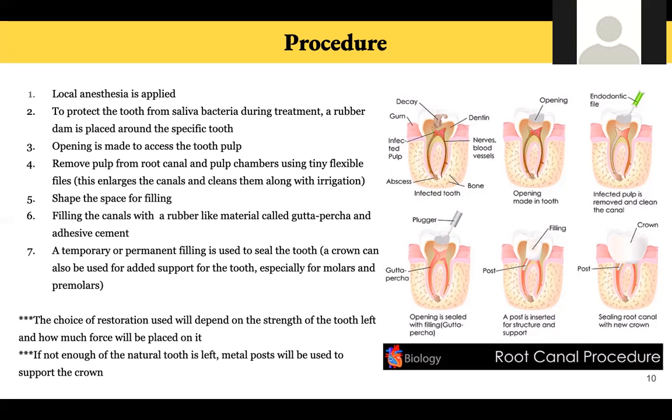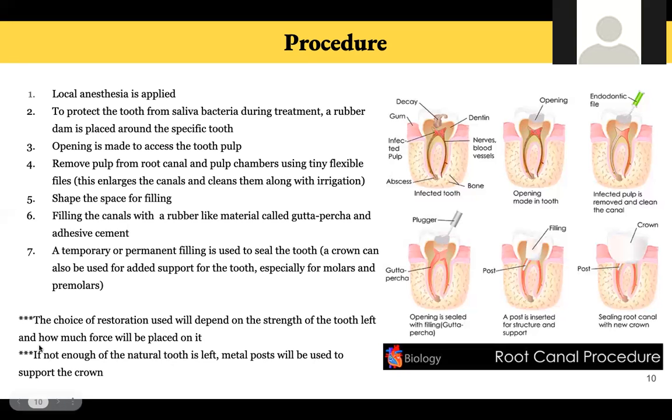And a crown can also sometimes be used for added support for the tooth, especially when we're talking about molars and premolars, because they would be under more pressure and force when it comes to chewing and biting down on things. So a crown would be needed. And again, that's at the discretion of the dentist or the endodontist that is doing the procedure.